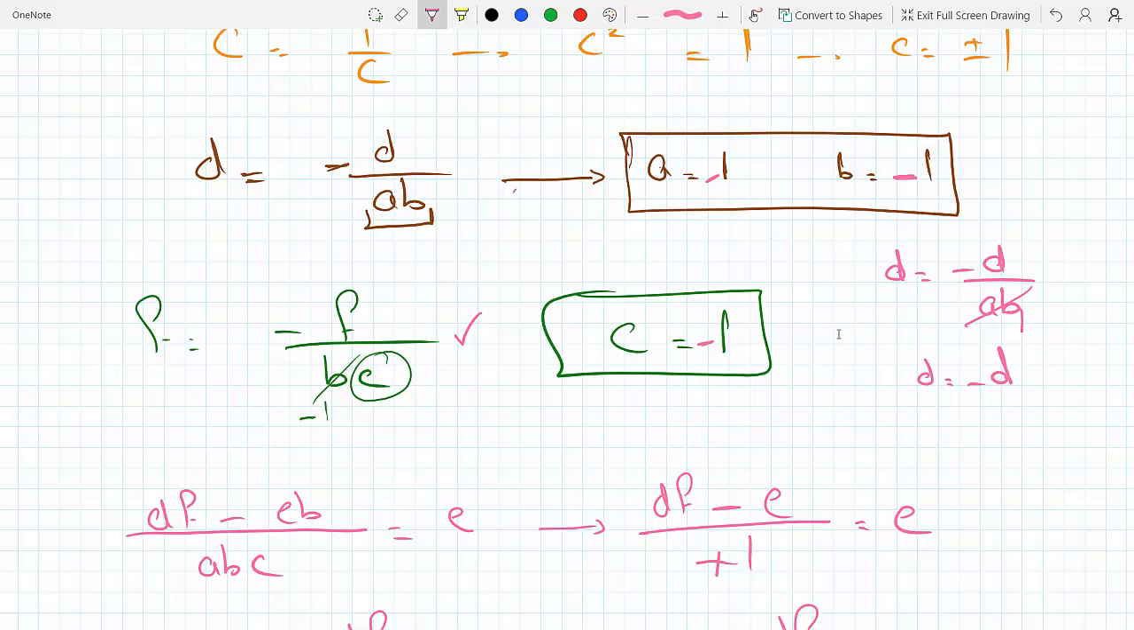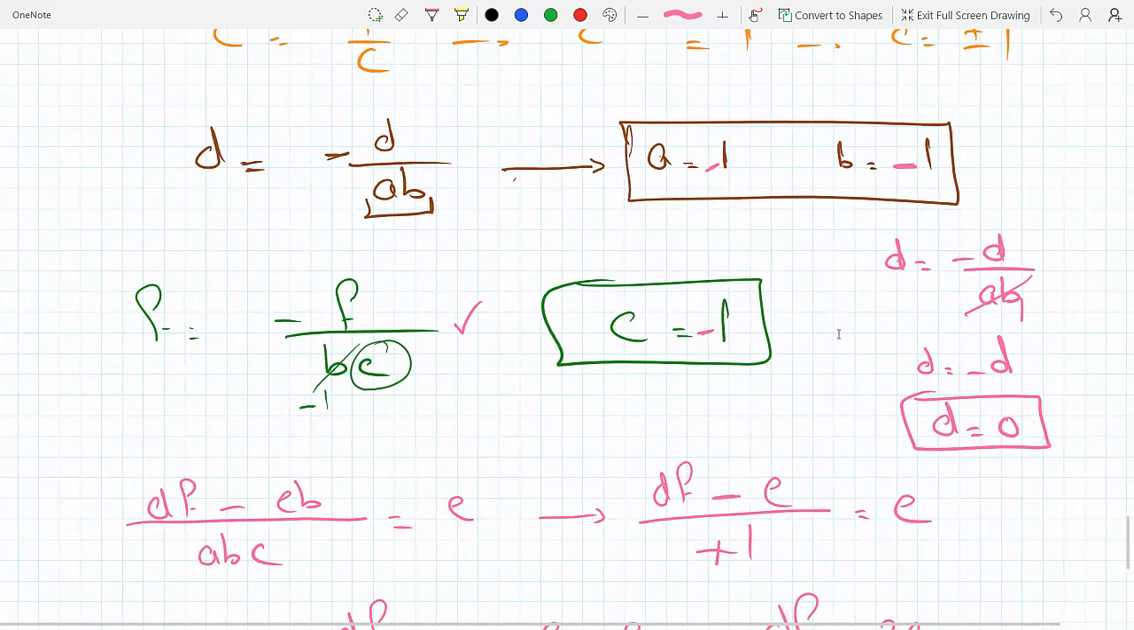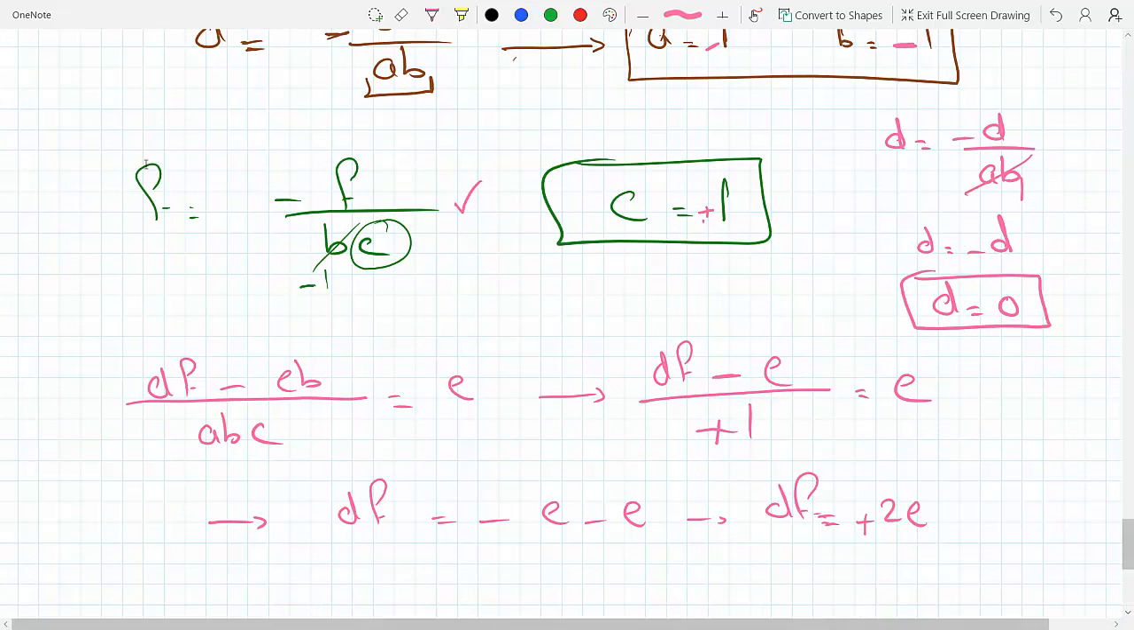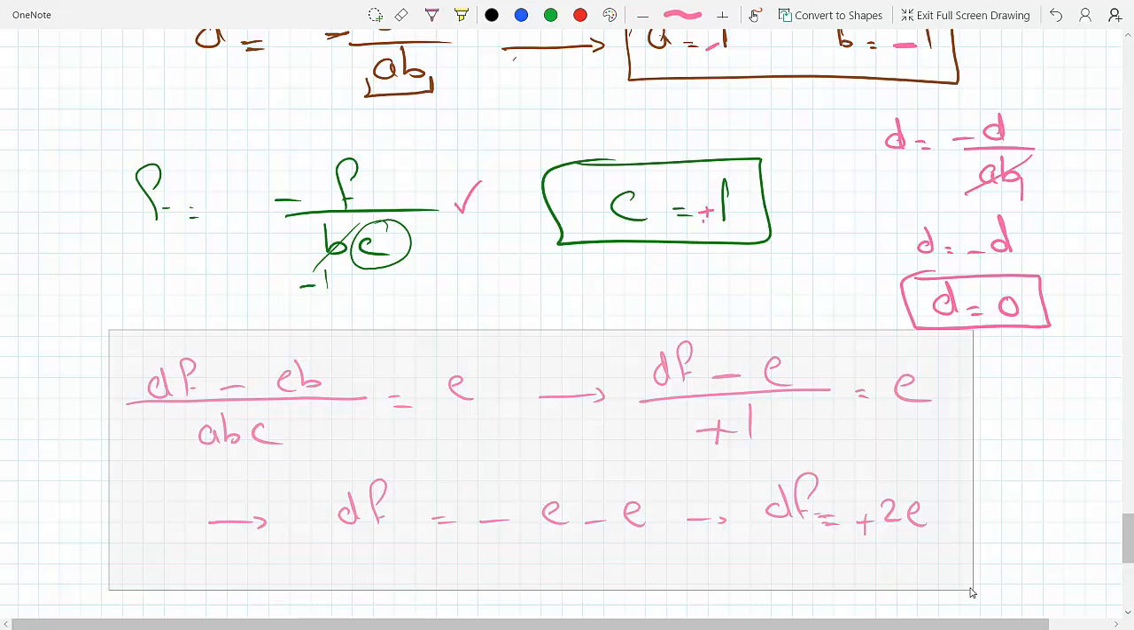So this doesn't make sense, except if D is 0. So this choice gets me D equals 0. So let's see if this is gonna work. Now, here, let me switch this to a plus 1 instead of a minus 1. Okay, and now let me erase this junk here.